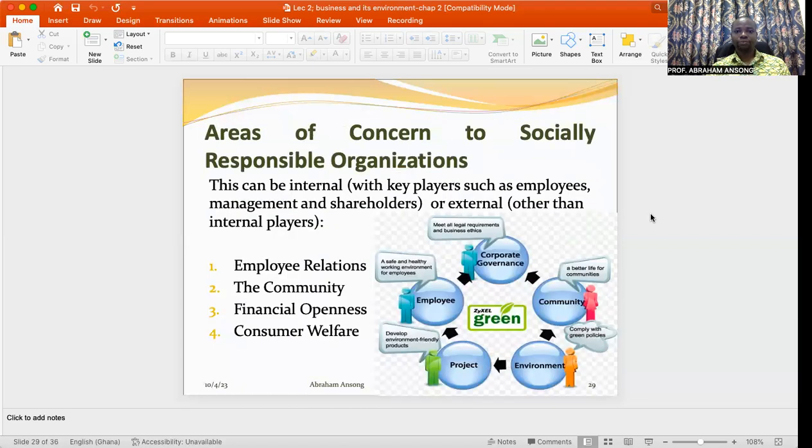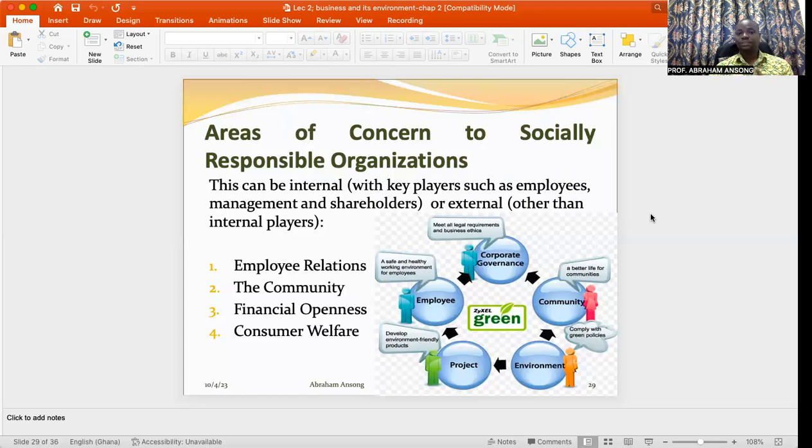So what are the areas of concern to socially responsible organizations? They have to pay attention to employee relations. That is always important to me, because most companies neglect the needs and concerns of their employees, and yet they are out there doing donations. That is not very good. It is important that you develop relations with your employees well, through the provision of all manner of things that will make them comfortable. Don't forget, it is out of the sweat and struggles of these employees that the company can make profit and then go into charity and philanthropic activities. So employee relations is an important concern.